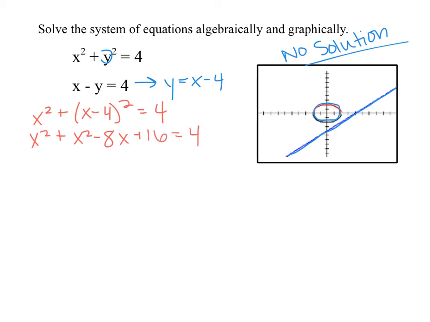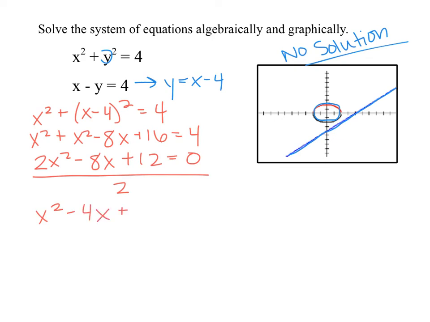And then from here, we'll get 2x squared minus 8x. And then if we subtract that 4 from both sides, we get plus 12 equals 0. And then the coefficients and the constant are divisible by 2, so we're going to divide everything by 2. So we get x squared minus 4x plus 6 equals 0.